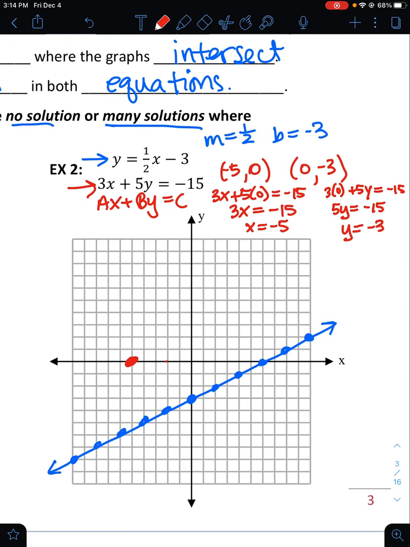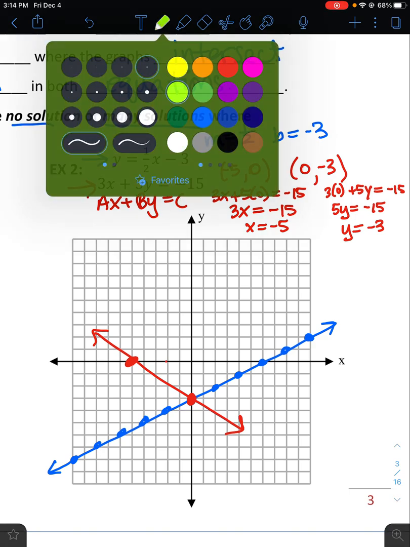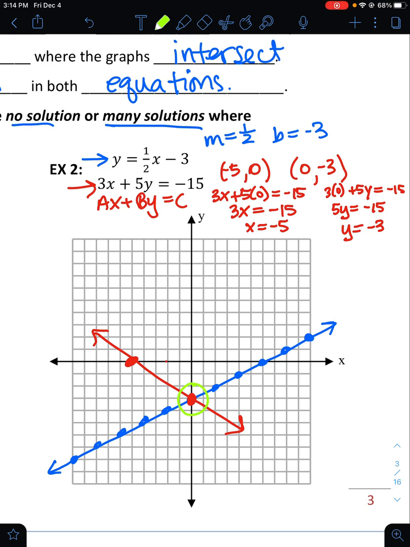So look what happens when I graph 0, -3. I happen to land on the first line. So go ahead and complete your picture though, and your answer is right here. So the ordered pair for the solution of my system is the ordered pair 0, -3.